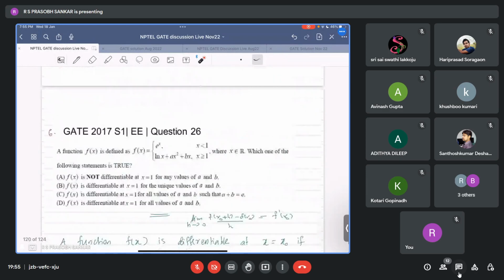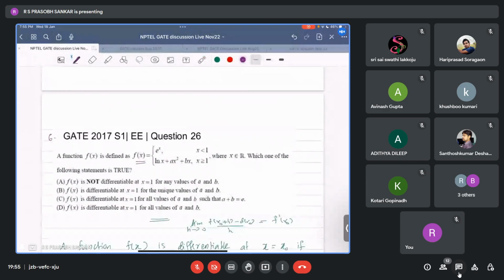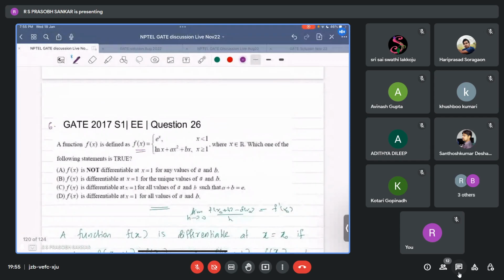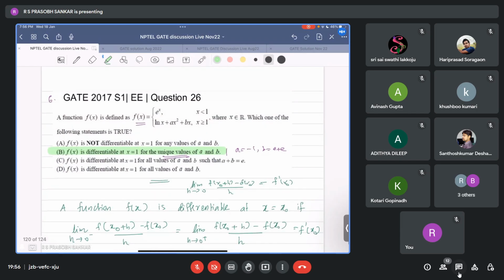So what that means is that for this function f of x, it is differentiable at x equal to 1 only for unique values of a and b. Unique in the sense we have a equal to -1 and b equal to e plus 1. Only for these values of a and b, the function is differentiable at the given point. For any other value of a and b, it is not differentiable. So this is the idea, and so option B is the correct answer.